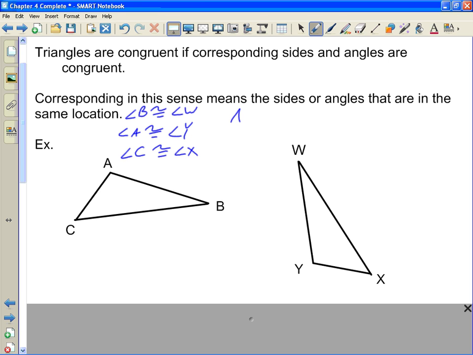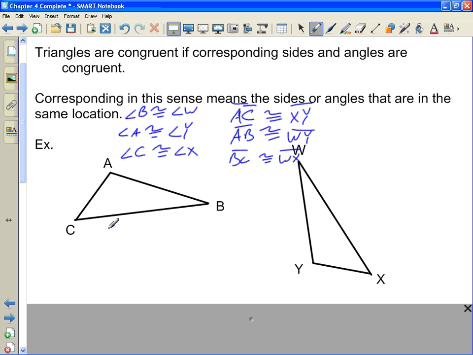Now we can look at sides. AC is the shortest side. So that's going to be congruent to the shortest side on the other triangle. AC, XY. The next longest side is AB. So that's going to be congruent to WY. And BC is the longest side. So that's going to be congruent to WX. So knowing that these triangles are congruent gives me these 6 other congruencies.